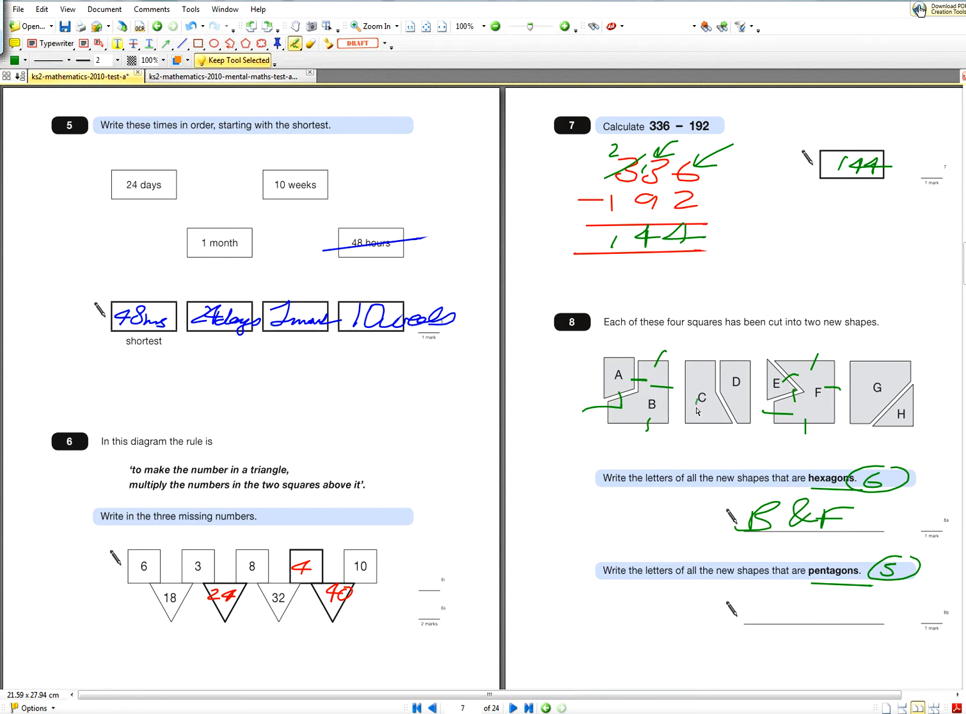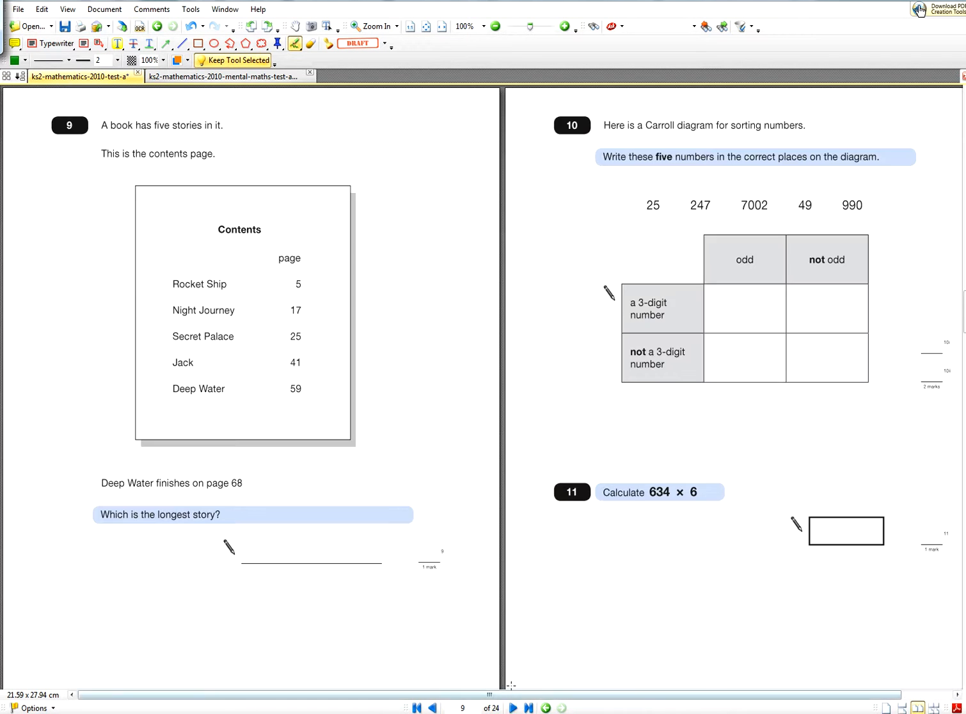That's right. Iron. C, D, and G. If you look, 1, 2, 3, 4, 5. Yeah, that's right. C, D, and G. And that's the end of that page. Let's move on. Question number 9.